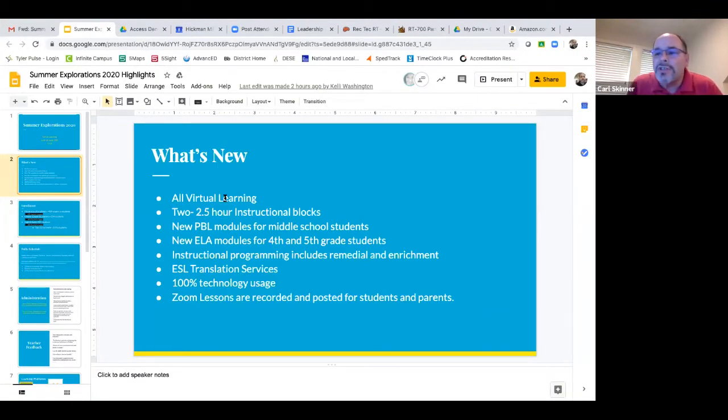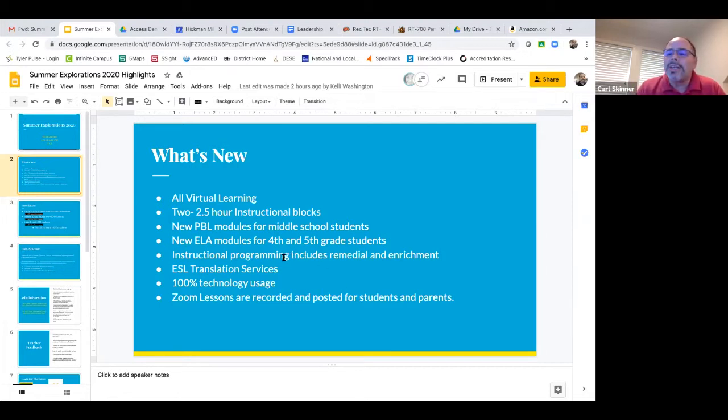So basically, this is an all virtual learning platform this year. Nobody's in person. And they're basically a 2.5 hour block in the morning, followed by a break, followed by another 2.5 hour block. And the new PBL, which is the project-based learning modules, they have new ones for the middle school students, as well as new English language arts modules for 4th and 5th grade students. And basically, because of the way we did summer school and the way we abruptly halted school at the end of the spring break, there's remediation going on as well as enrichment for those that need it.